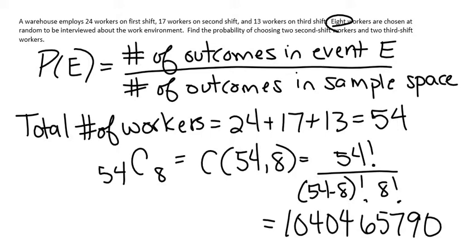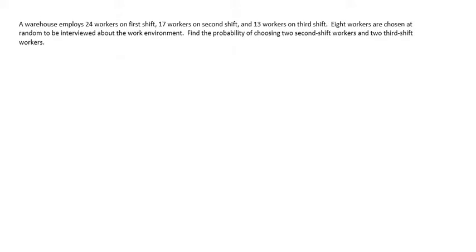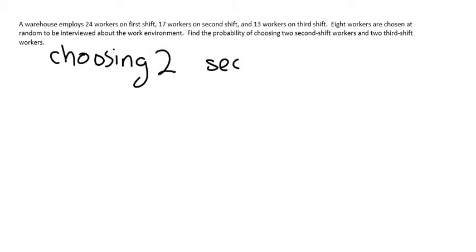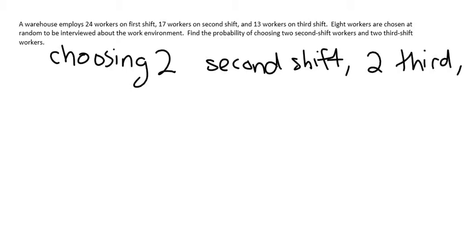Now let's focus on the numerator. So for the numerator, we want to look at the total number of ways of choosing two second shift along with 2 third shift, and that only accounts for 4 of the workers. Therefore, the other 4 workers must come from the first shift.